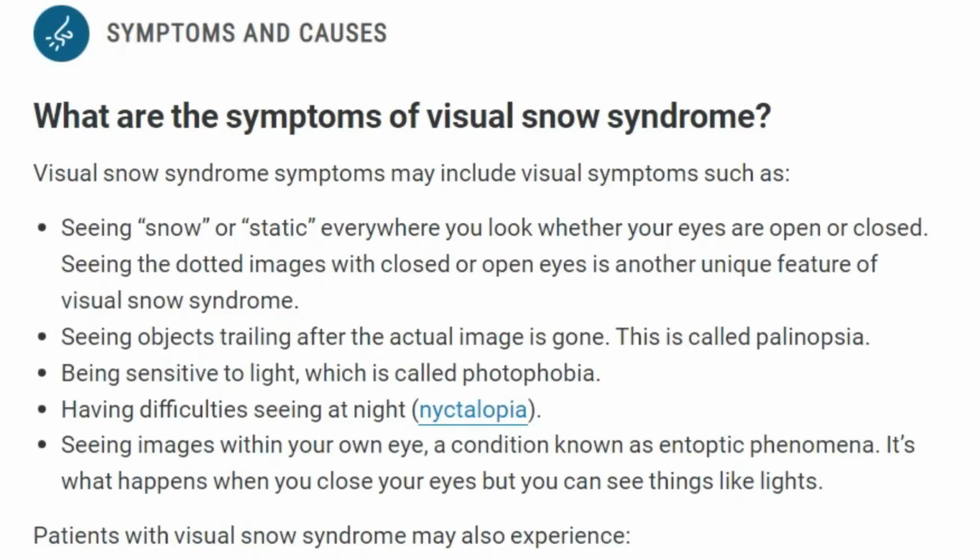Visual snow syndrome symptoms may include visual symptoms such as seeing snow or static everywhere you look, whether your eyes are open or closed. Seeing the dotted images with closed or open eyes is another unique feature of visual snow syndrome. Seeing objects trailing after the actual image is gone. This is called palinopsia. Being sensitive to light, which is called photophobia. Having difficulty seeing at night, nyctalopia. Seeing images within your own eye, a condition known as entoptic phenomena. It's what happens when you close your eyes but you can see things like lights.